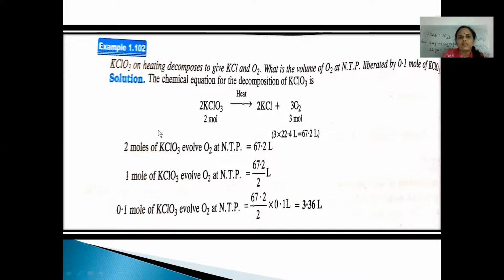So you will correlate the equation of KClO3 with that of oxygen. That is, 2 moles of KClO3 evolves 67.2 liters of oxygen at NTP. Therefore, 0.1 moles of KClO3 will evolve 67.2 divided by 2 into 0.1, that is 3.36 liters. So it's very easy to calculate the stoichiometric relation. You just need to connect the equation and what is asked, and accordingly you can do the calculations. Hope this is clear. Let's go with the next numerical.